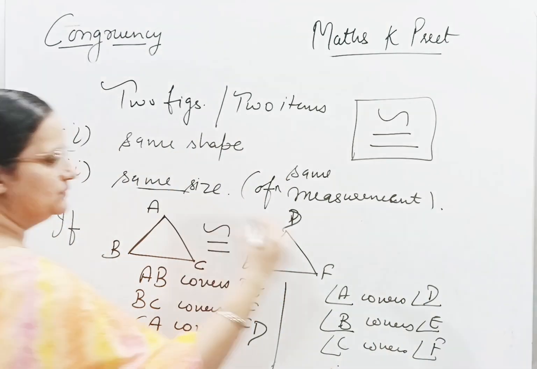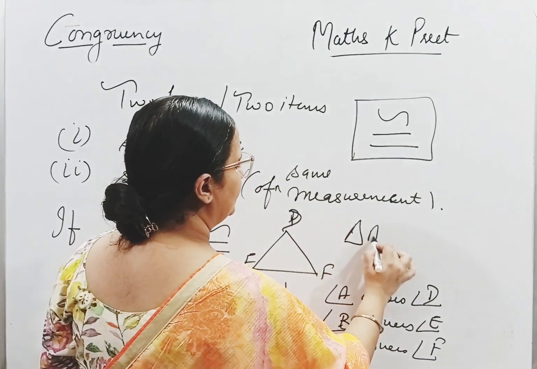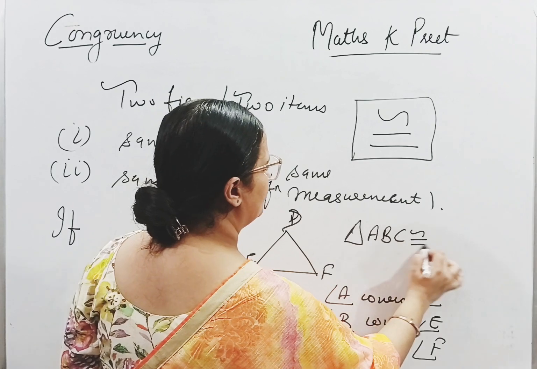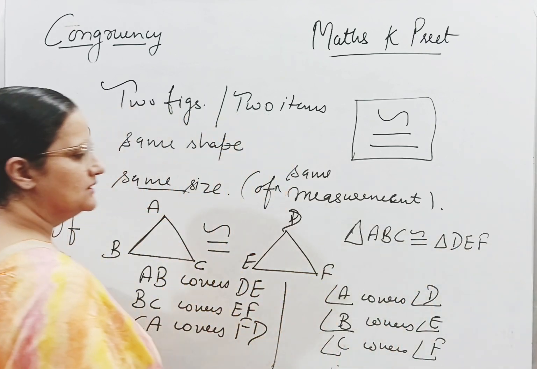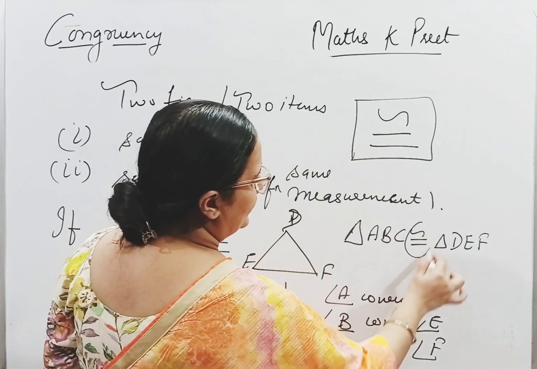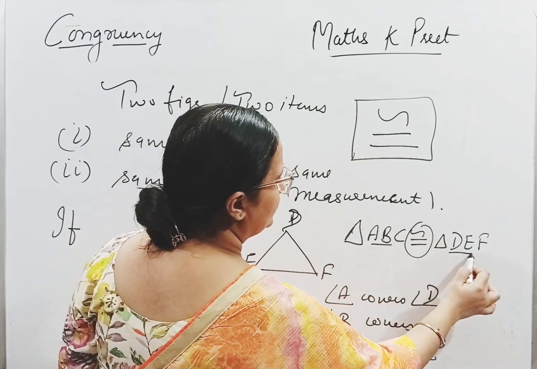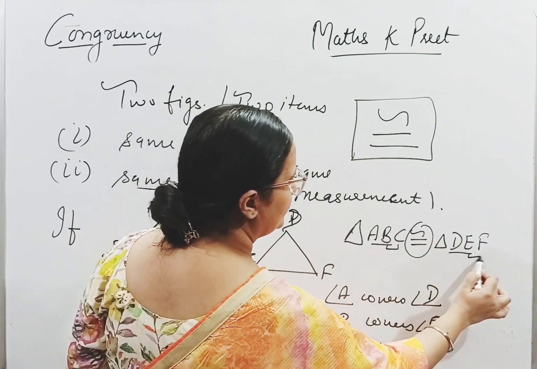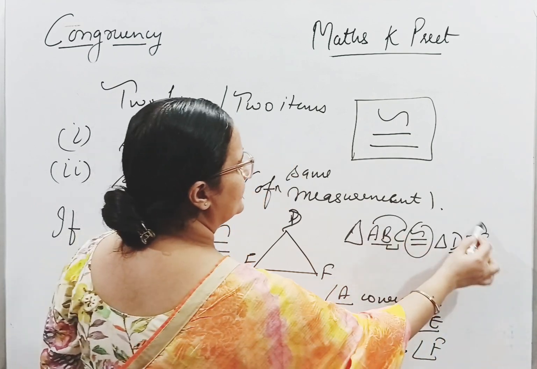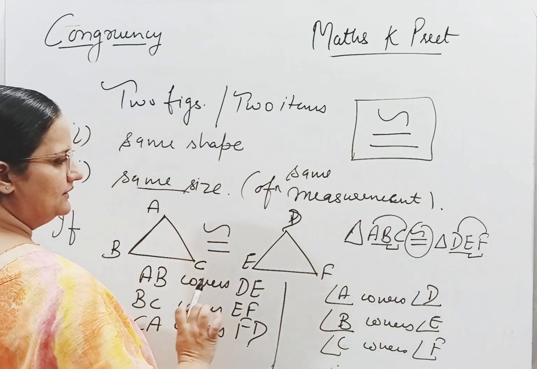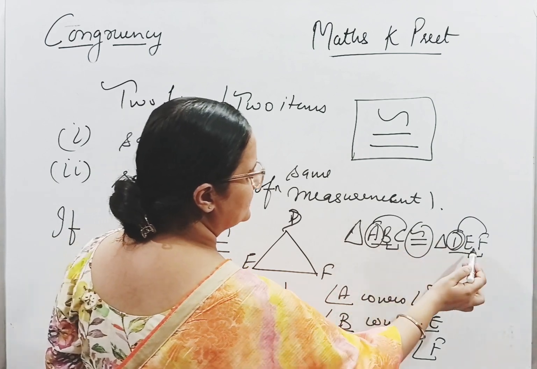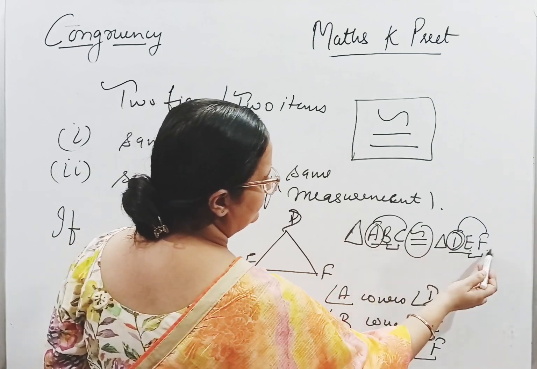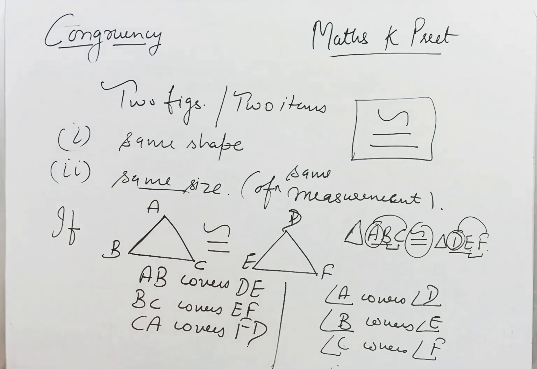Why am I writing this? Because I just told you that I am taking triangle ABC is congruent to triangle DEF. So when two triangles are written as congruent, then AB will cover DE, BC will cover EF, and CA will cover FD. Written here, angle A will cover angle D, angle B will be same as angle E, and angle C will be same as angle F. So they will cover each other.